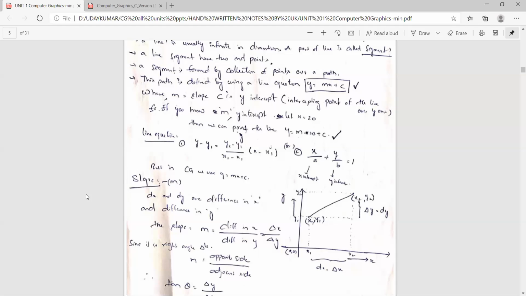Now you will see what the slope is. What is the slope?